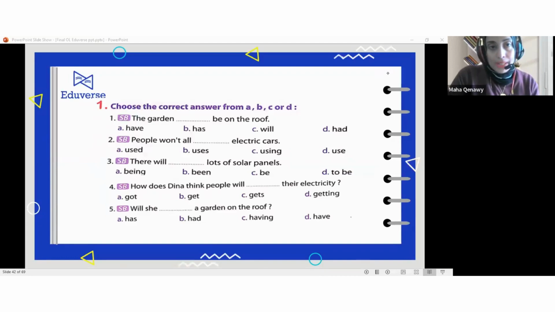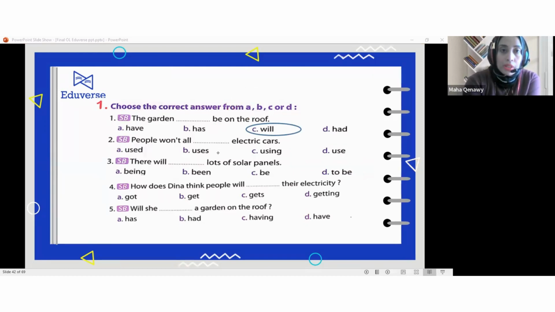For this practice, choose the correct answer. The garden will be on the roof. This is in the future, but remember, do I have evidence to know this? No, I have no evidence. If this is a prediction in the future and I'm going to use will, I have no evidence. This is just a prediction. The garden will be on the roof. And remember, after will, we use the infinitive form of the verb: will be.